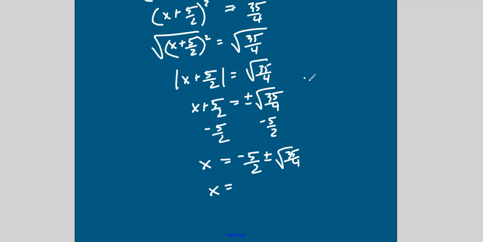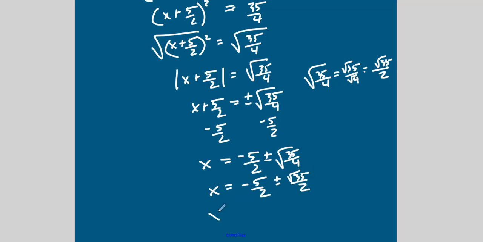So notice square root of 35 over 4 can be written as square root of 35 over square root of 4. The square root of 4 is just 2. So this is square root of 35 over 2. So I have negative 5 halves plus or minus square root of 35 over 2. Well, I have a common denominator here of 2. I can just write this as one fraction. Negative 5 plus or minus square root of 35 over 2. And that's two solutions. Negative 5 plus square root of 35 over 2. Negative 5 minus square root of 35 over 2.